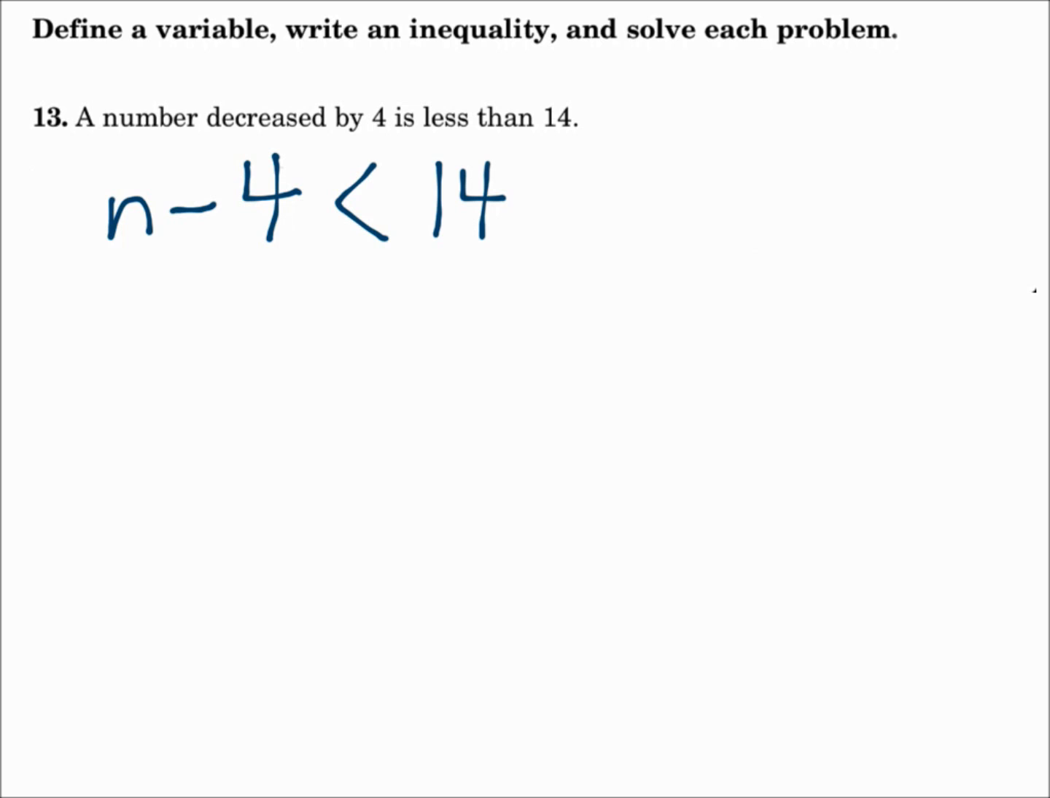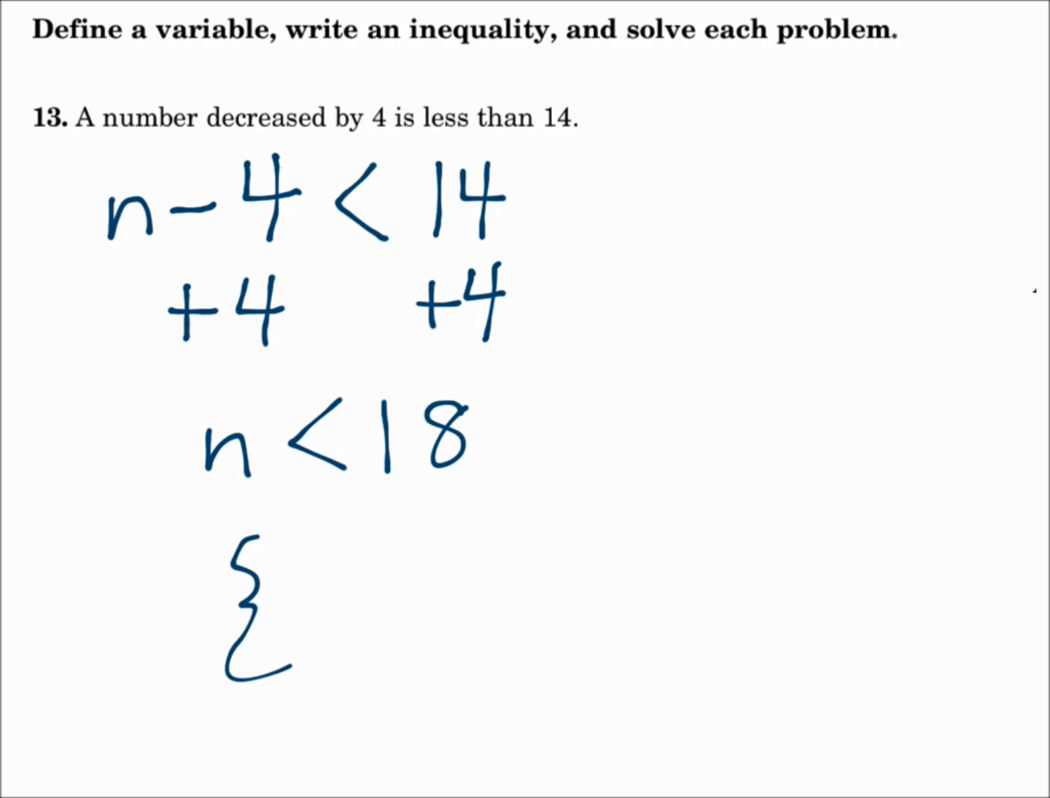So use the words in the sentence to write out your inequality. Since 4 is being subtracted, we'll add it to each side, and you get n is less than 18. So the final answer, all n, such that n is less than 18.